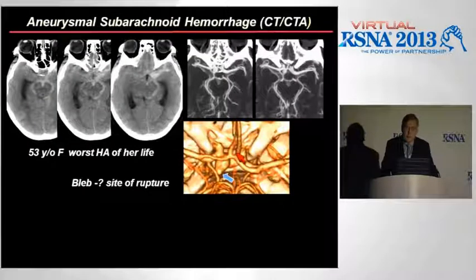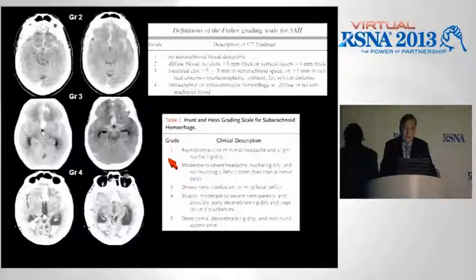So let's move on to the other big category of hemorrhage, and that is subarachnoid hemorrhage due to aneurysms. This is the typical situation of a 53-year-old patient who presents with the worst headache of her life. We can see that there is diffuse subarachnoid blood throughout the basal cisterns around the perimesencephalic cisterns. Here is a superior hypophyseal artery aneurysm with this bleb along the very apex of the aneurysm. These types of morphologic configurations are thought to be of higher risk.